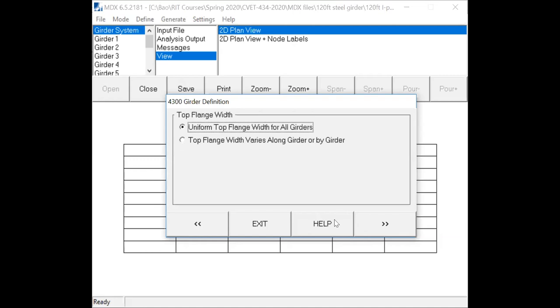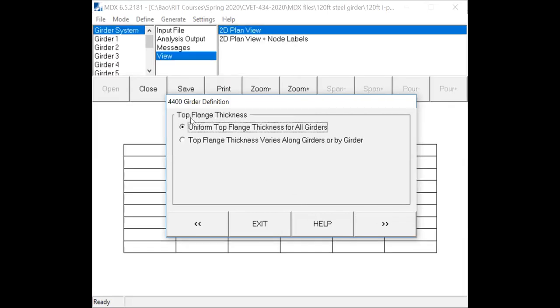For top flange width, we use uniform top flange width for all girders. Usually for design of I-plate girder, we keep the flange width uniform and change the thickness at splice locations. So I use uniform top flange width, and as the starting point, I try 12 inches for the top flange width.